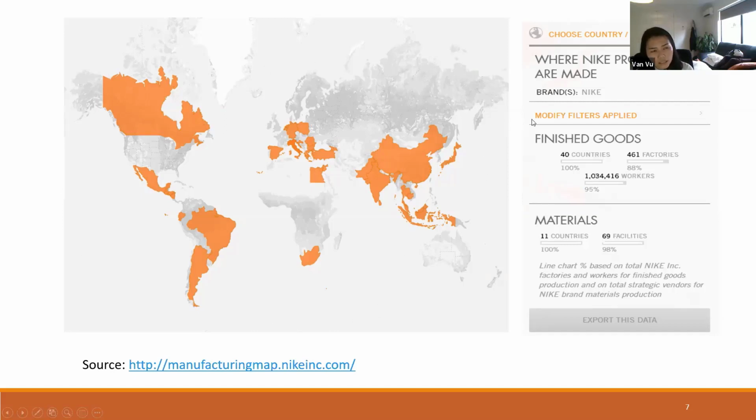And as we can see on the summary here, they've got their factories in about 40 countries, okay? With 461 factories, and they employ about 1 million workers. Okay, so about 1/5 of Melbourne. In terms of materials, they source their material from 11 countries and from 69 facilities. Okay, so this is a typical picture of a multinational company like Nike or Apple, right, or Amazon, and so forth.